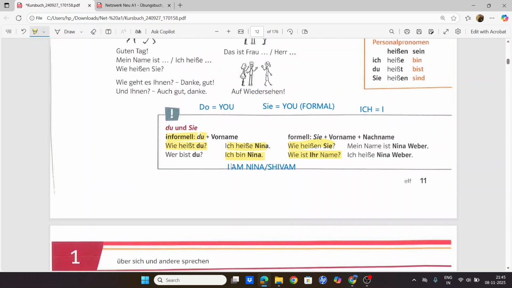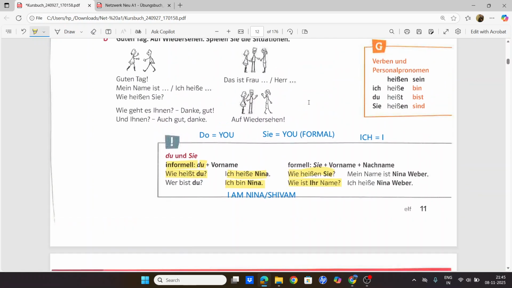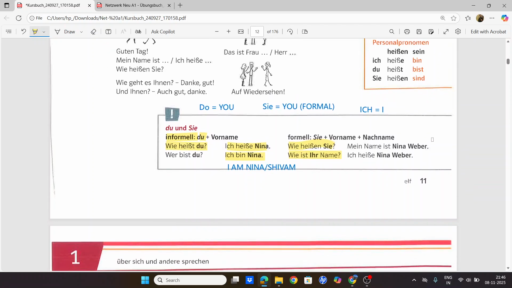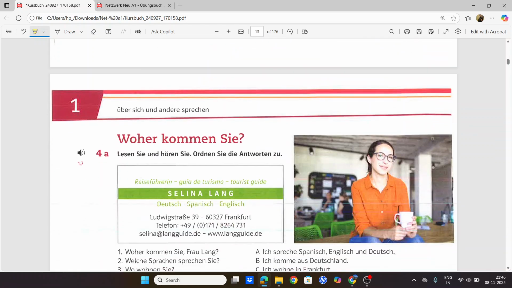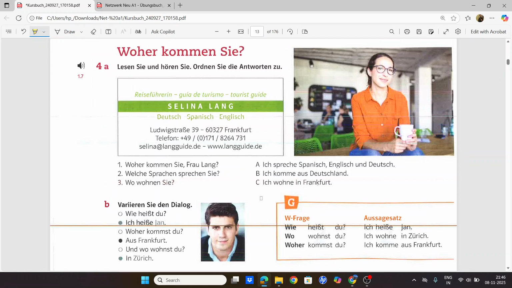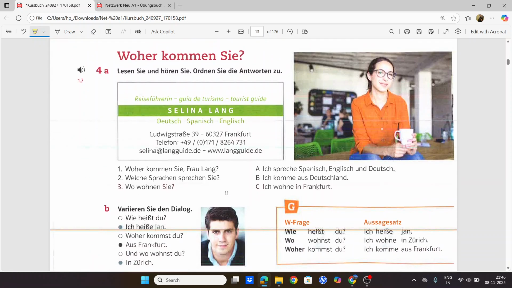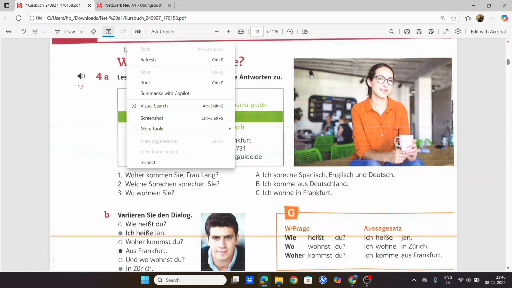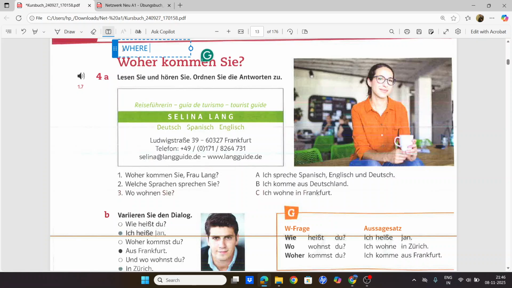I hope you are getting this. Not an issue. Okay, so let's directly jump deep into this. Woher kommen Sie? This means where are you from, or where do you come from. It's a formal way. They are asking you really formally because they are using "Sie".